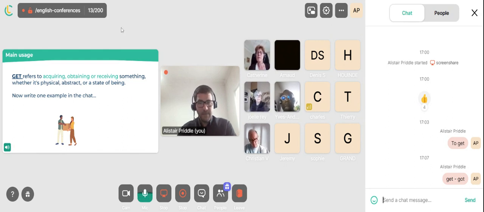Okay, here's another main usage. Get refers to acquiring, obtaining, or receiving something, whether it's physical, abstract, or a state of being.